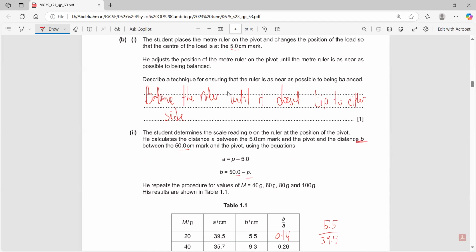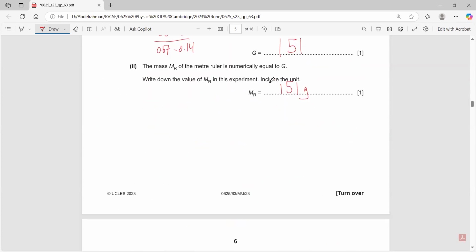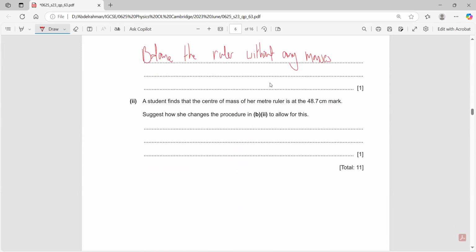By saying 50 minus P, or wherever the pivot is, right? She calculated 50 minus P. But now the center of mass isn't at the 50 centimeter mark, it's at 48.7. So you just need to simply change this equation. Instead of saying 50 minus P, you'll say 48.7 minus P. So B would now be equal to 48.7 minus P. Fine? Okay.